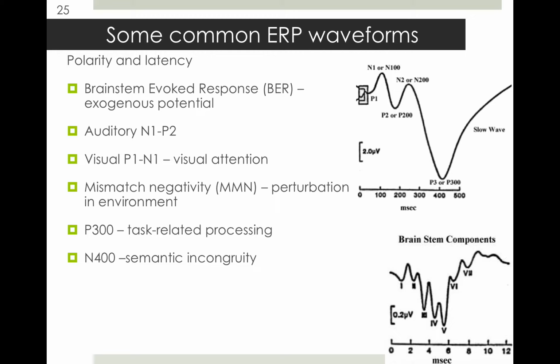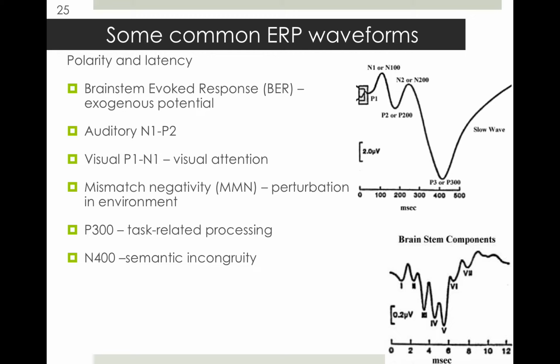Another quite common one is called the mismatch negativity, which is a negative waveform at around 200 milliseconds after the onset of anything that's unexpected. That's an index of how sensitive you are to perturbation in your environment. The more sensitive you are, the larger the mismatch negativity you tend to observe.